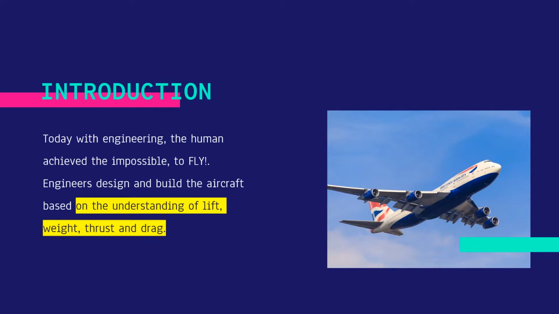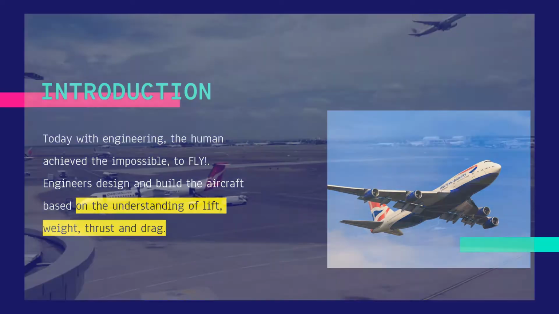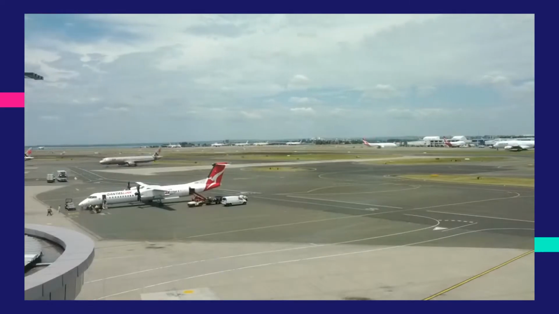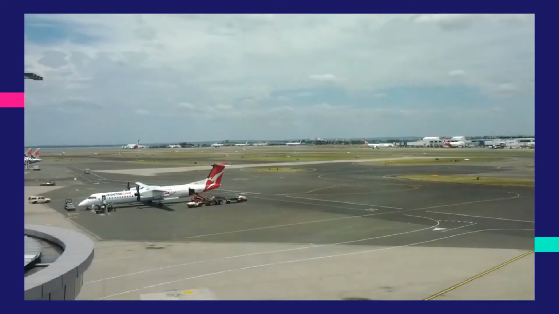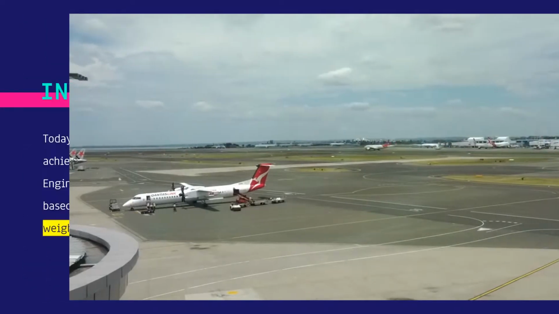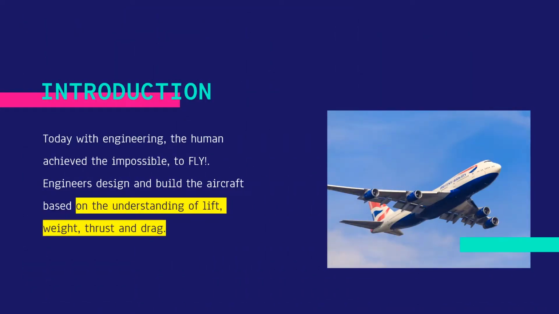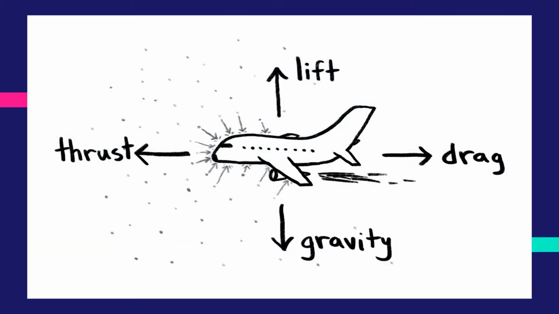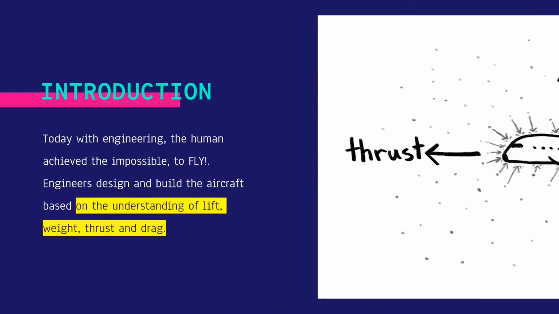Today, with engineering, humans have achieved the impossible: to fly. Did you know that there were 5,000 commercial aircraft in the sky at any one time before the pandemic, over the US alone? So how does this happen? It happens because of the engineering marvels that make it possible. With that, aviation is considered the safest mode of transportation compared to land. The engineers designed and built the aircraft based on the understanding of lift, weight, thrust, and drag.